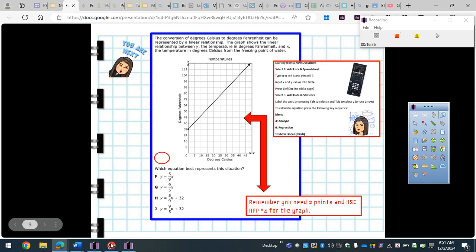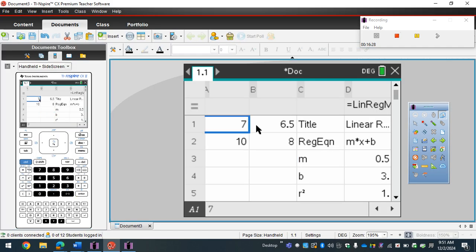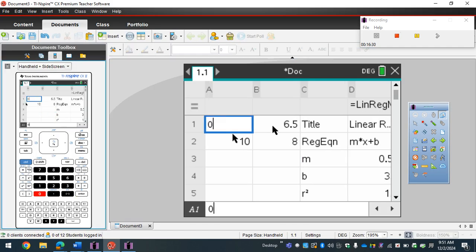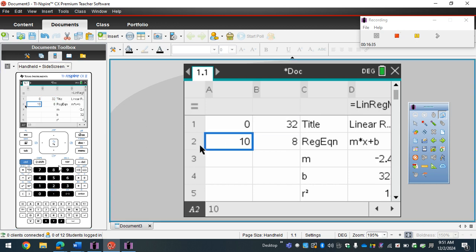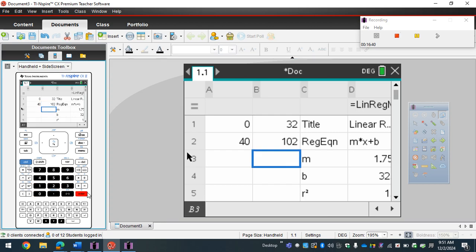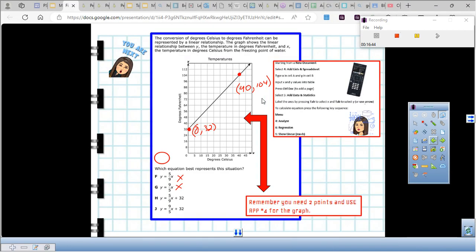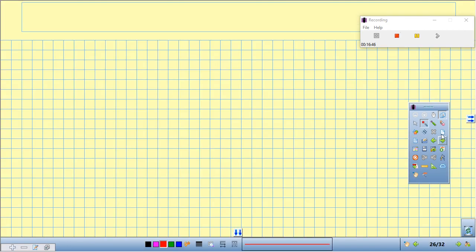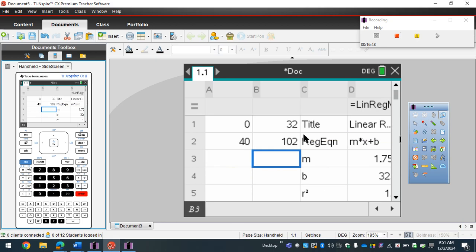So luckily I just did one. I can just go 0, 32, and 40, I believe 102. I forgot. Let me just see. It's 104 actually.